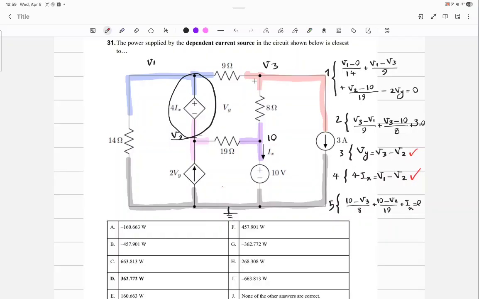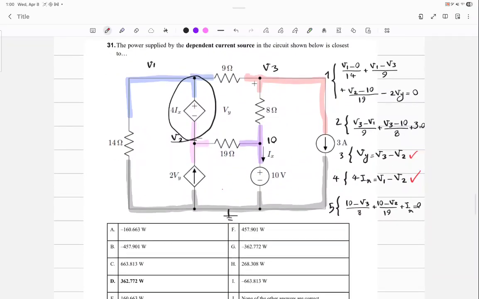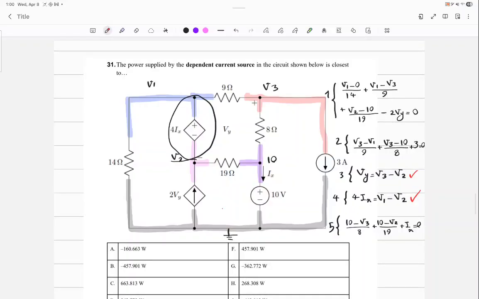Okay. Let me see which ones. Okay, now let me get to the final answer. Now, after we do this, what do we find? We find all the voltages, right? Because we're doing nodal, we find all the voltages.